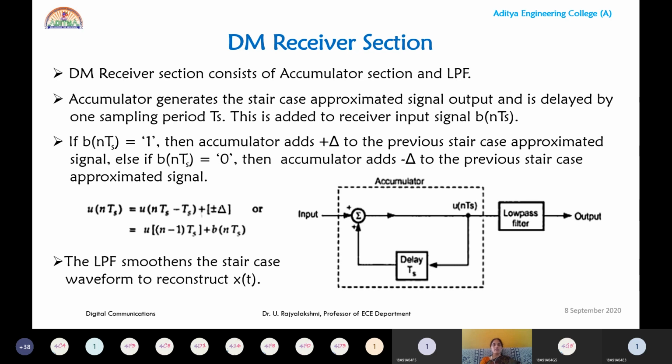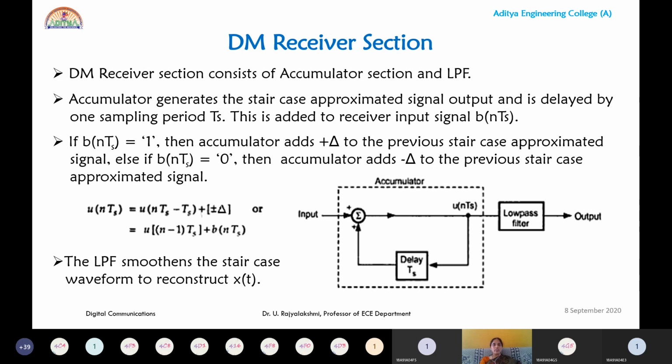Okay, so if b of nTs is 1, then what will the accumulator do here? It will add plus delta to the past staircase waveform. What is the past staircase waveform? u of (n minus 1)Ts. How can you get that u of (n minus 1)Ts? That is stored in the accumulator. This accumulator is the same one used at the transmitter section.